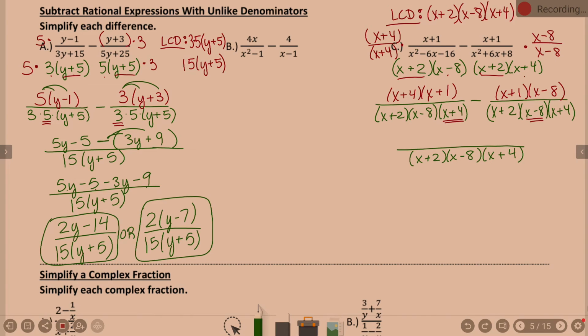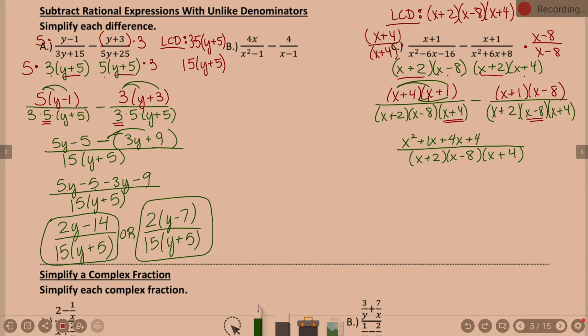FOIL, distribute, whatever floats your boat there, right? So, x times x, x squared. x times 1, 1x. Distribute 4. 4 times x, plus 4x. 4 times 1, plus 4. If you went ahead and cleaned that up and said 5x in the middle, that's great.